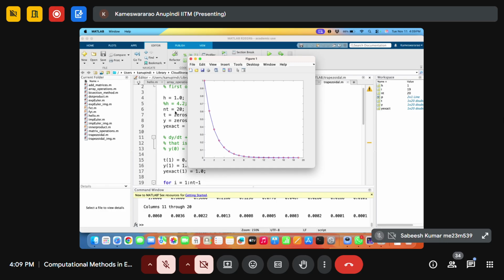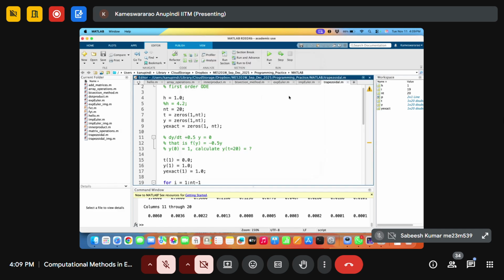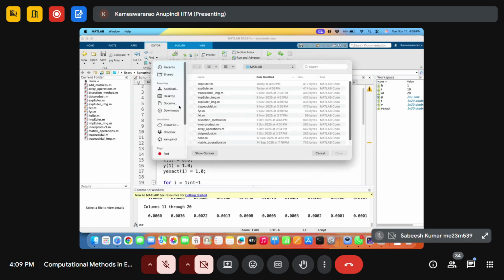Okay, any questions so far on the explicit Euler, implicit Euler, and the trapezoidal codes that we have run? No? Okay, fine. So let us move on to studying the problem for a purely imaginary right hand side.